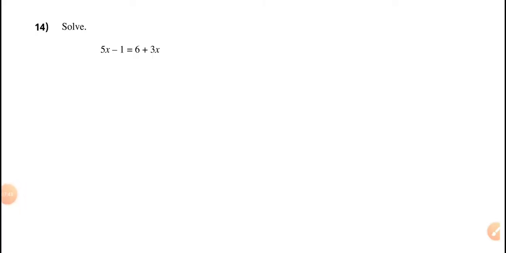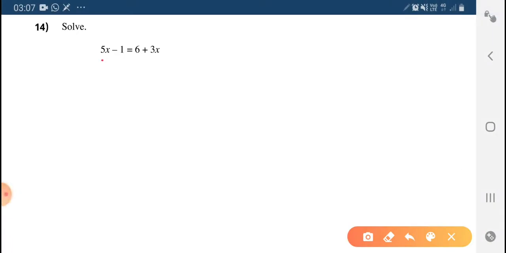So question 14, again, as you can see, we've got x's on the left and x's on the right, and we've got just numbers on the left and on the right. The first thing we have to do is identify which side has more x. Is it the left hand side or the right hand side? Clearly we can see 5x is more than 3x, so the left hand side has more x's. So what we're going to do first is move all the x's to the left hand side. So we're going to get rid of the plus 3x on the right hand side.